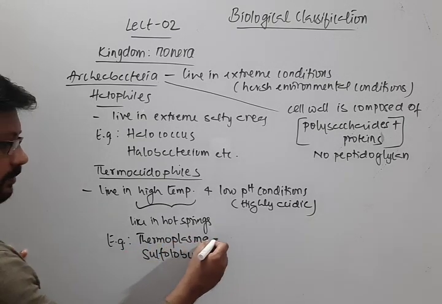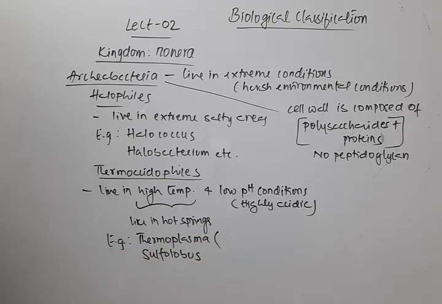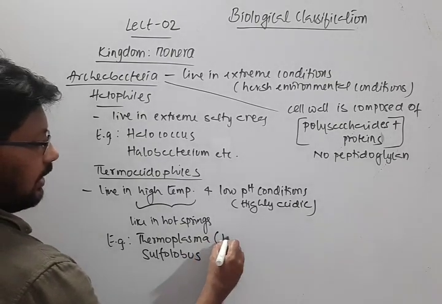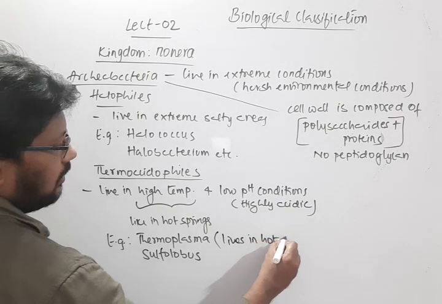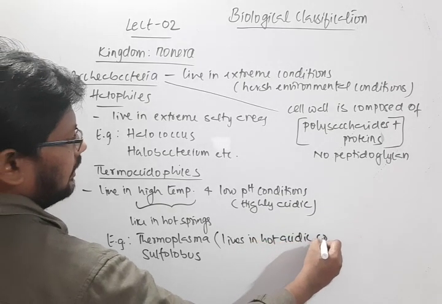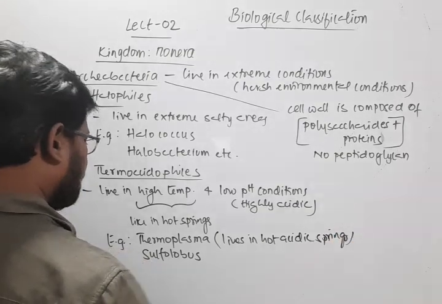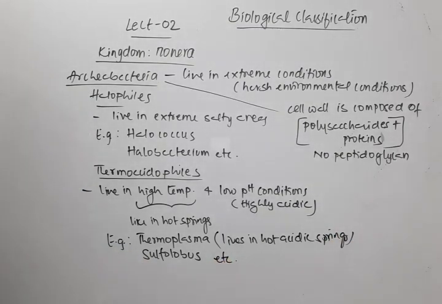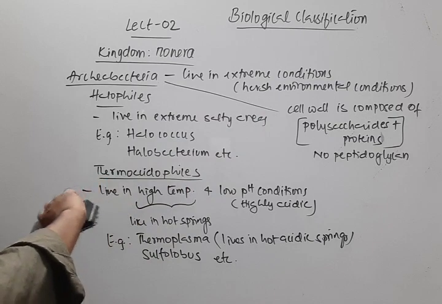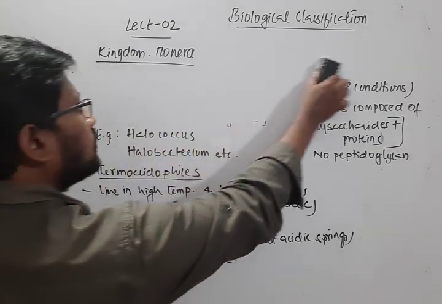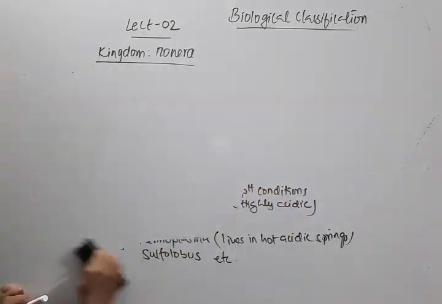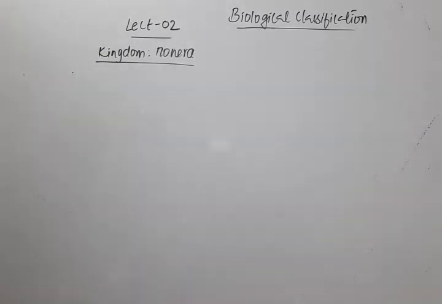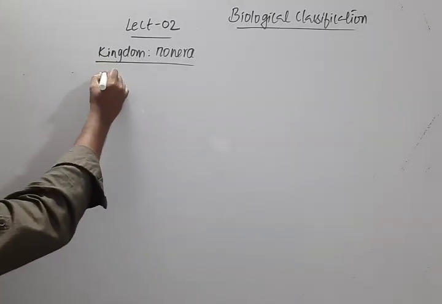Thermoplasma lives in very hot temperatures, that is, in hot acidic springs. Those are a few examples of thermoacidophiles. Then lastly, we will see about methanogens.